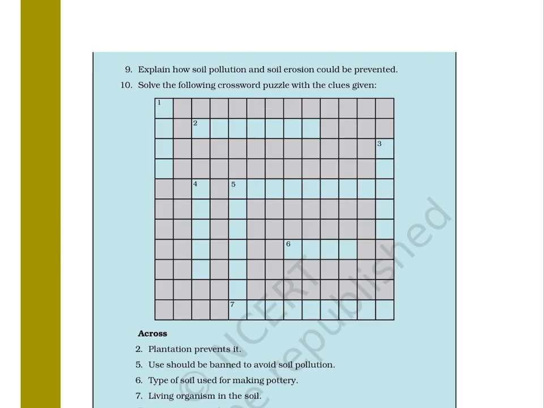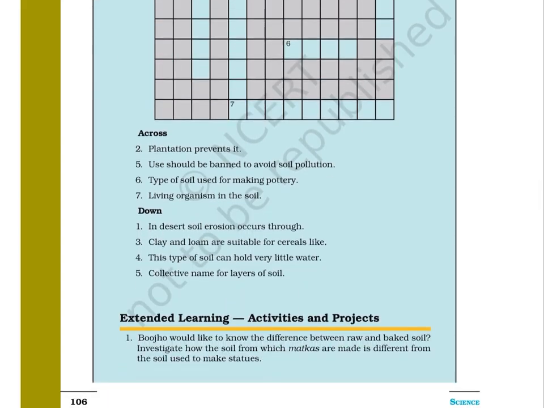10. Solve this crossword puzzle with the clues given. Across. 2. Plantation prevents it. This is a 7-letter word. 5. Use should be banned to avoid soil pollution. This is a 9-letter word. 6. Type of soil used for making pottery. This is a 4-letter word. 7. Living organism in the soil. This is a 9-letter word.